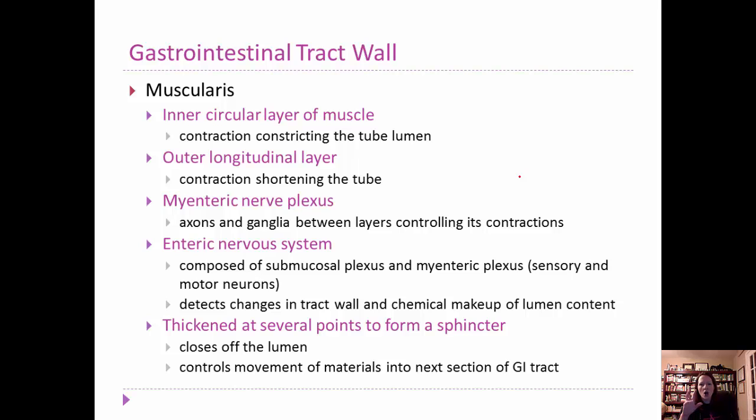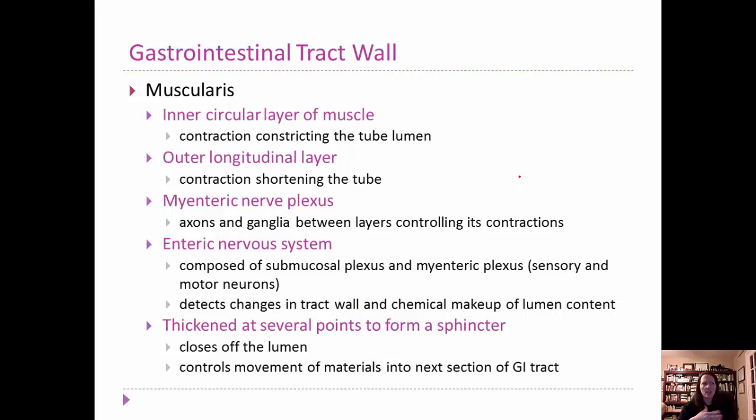Also, along the digestive tract. I just put those two words together. The gastrointestinal tract, you're going to have portions of the muscularis layer that thicken, and what it does is it goes in and closes off the lumen. This is called a sphincter. So there are several different sphincters that are going to be found throughout the digestive tract.